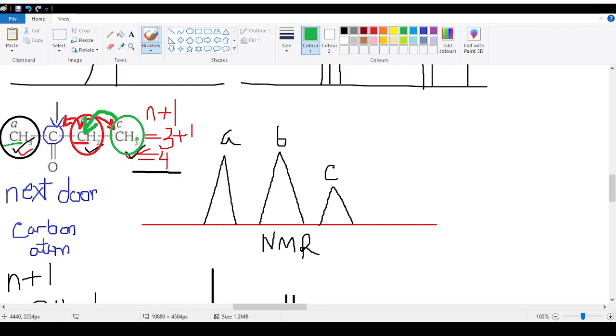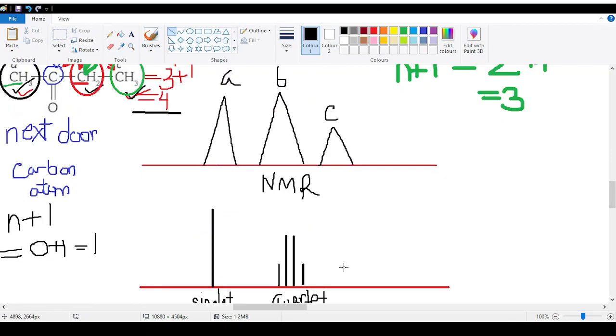The neighbor has two hydrogen atoms. We are not considering the hydrogens inside the CH3, but the neighbors this time. Always neighbor, neighbor. Look at the neighbor. The neighbor has 2. So if you do n plus 1, that is 2 plus 1, and that's 3, right? That's 3. So the peaks will be like this.